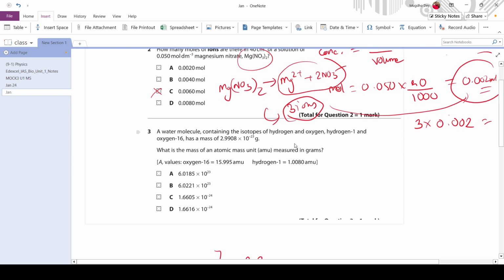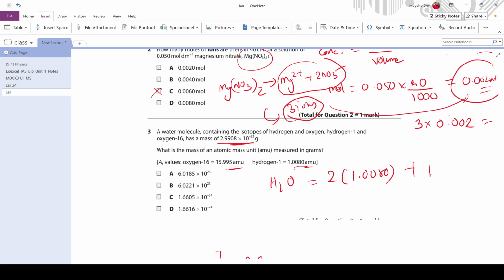Now, moving on, they say a water molecule containing the isotopes of hydrogen and oxygen, hydrogen 1 and oxygen, has a mass of this much, all right? Now, what is the mass of an atomic mass unit measured in grams? Let us just first find the atomic mass units using AMU of water. So, water, we know it's H2O, so it'll be 2 times 1.0080. We're just using the data values provided, to find atomic mass units. So that would be, in my point of view, about 18.001 AMU.